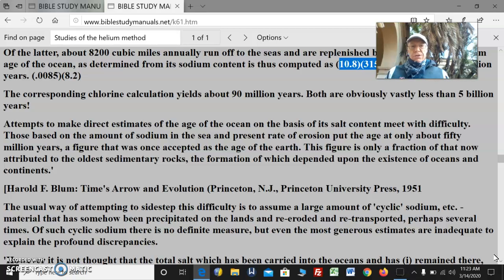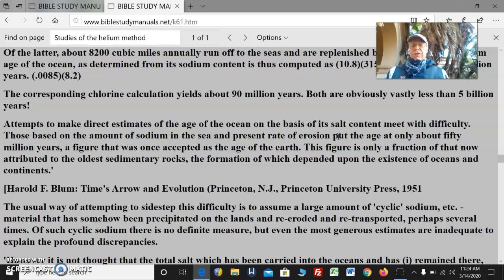The corresponding chlorine count is 90 million. Both are obviously vastly less than the 5 billion years. Attempts to make direct estimates of the age of the ocean on the basis of its salt content meet with difficulty. Those based on the amount of sodium in the sea and the present rate of erosion put the age at only about 50 million years, a figure that was once accepted as the age of the Earth. Thus, this figure is only a fraction of that now attributed to the oldest sedimentary rocks.